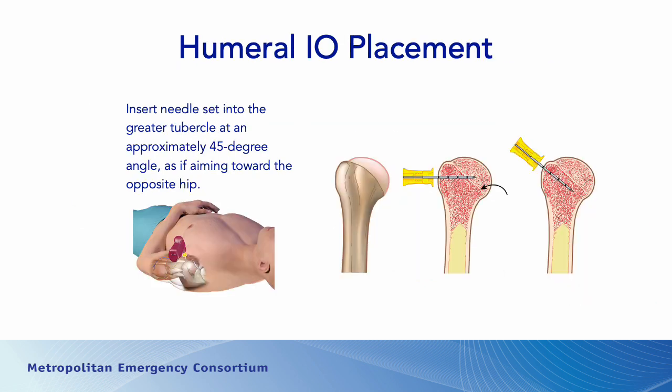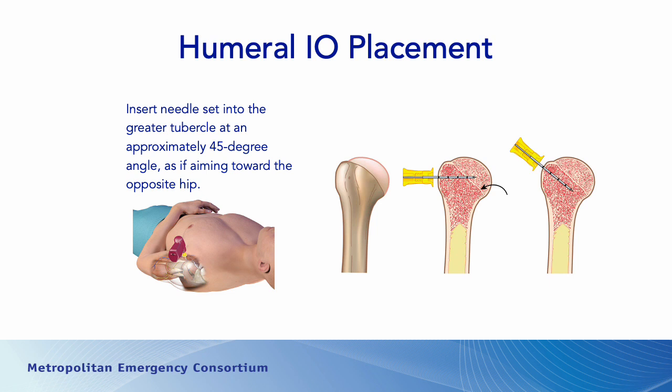Once you've got your skin prepped and your landmark set, you need to find that big lump, the most prominent portion of the bone, and place the drill on it. You want to drill at a 45 degree angle from the horizontal plane. So if the patient is lying flat on his back, you want to take that needle, arc it up about 45 degrees, and then point it toward the opposite hip.